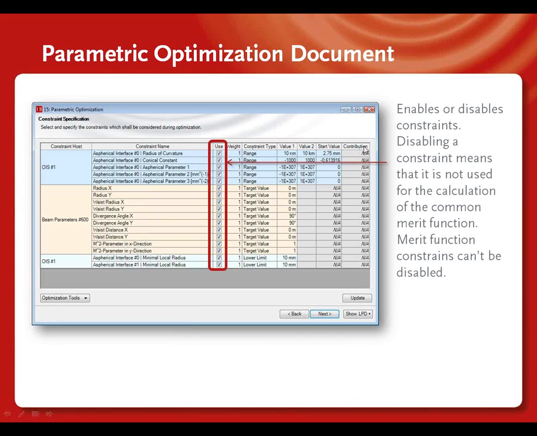Now let's discuss these different columns of this constraint specification page. We have this column that is called use. It allows you to enable or disable one of these merit functions or one of these general structure constraints. So this is an option to make a selection of constraints that should be used to construct these common merit functions.